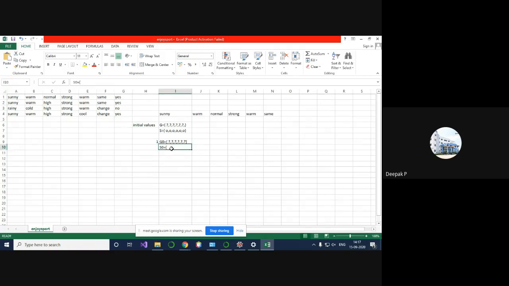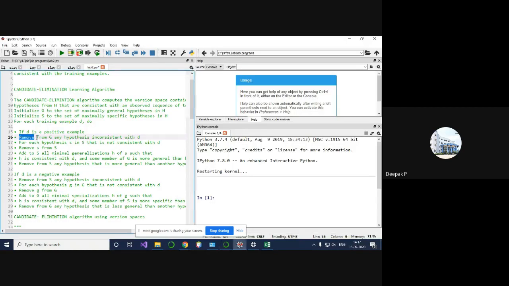So what I will do is copy this data here. I'm going to write only the first word: sunny, warm, normal, strong, warm, same. So this becomes my first hypothesis for the positive state. That is what is explained here. Remove from G any inconsistent one. There is no inconsistent data, so no need to change the G hypothesis.